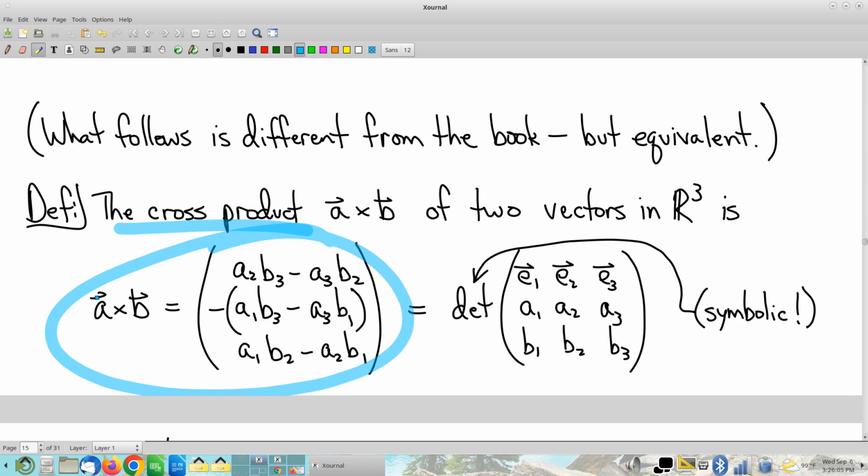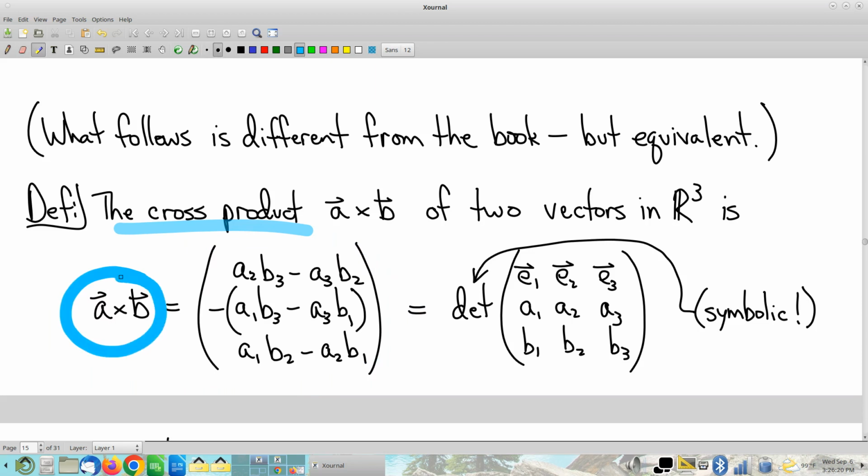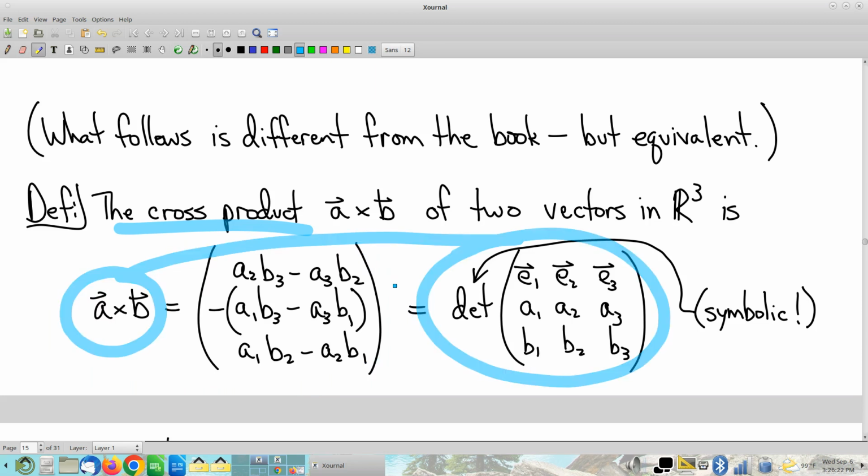You will definitely need to know how to compute cross products. That said, I do not recommend that you memorize this formula. I never have. I've never needed it. The reason is that there is a better formula to memorize to help you compute cross products. It's this thing right here, what I call a symbolic determinant.